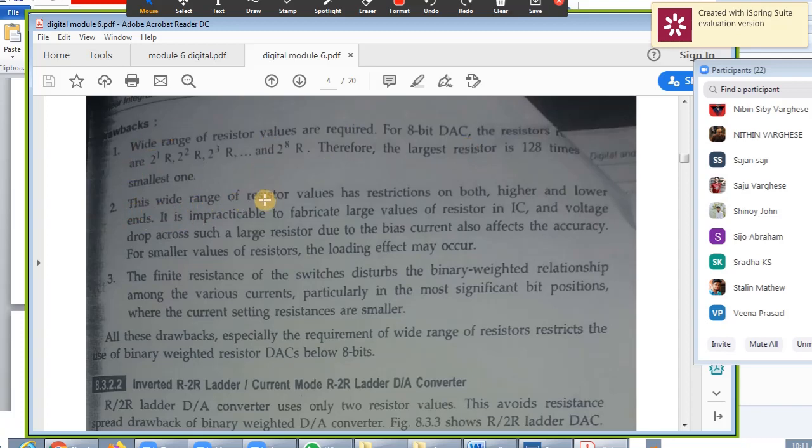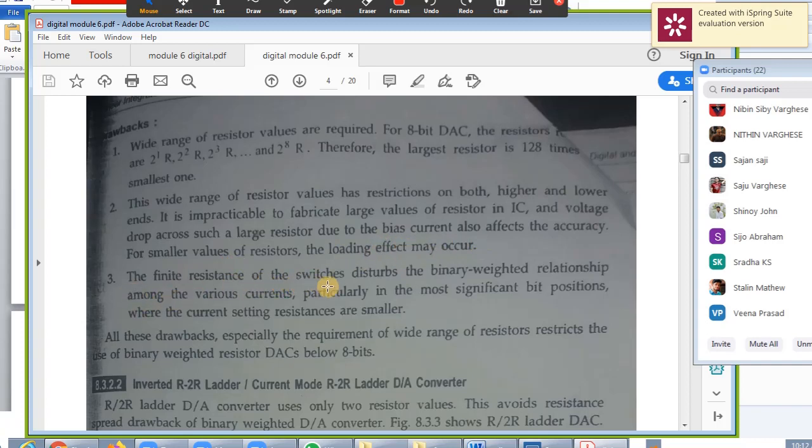The second drawback is that this wide range of resistance values places restrictions on both the upper and lower ends. Low values are needed and high values are also needed. It is impractical to fabricate large-value resistors in an IC, because everything in this analog-to-digital conversion is going to be an IC, an integrated chip. So it is very difficult to fabricate all the different values of resistors in the IC. For smaller-value resistors, the loading effect may occur. That is also a problem.